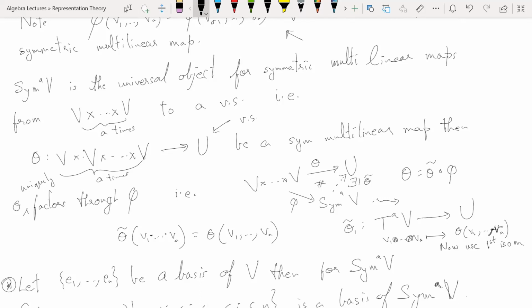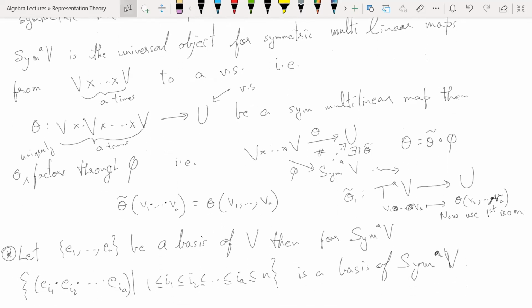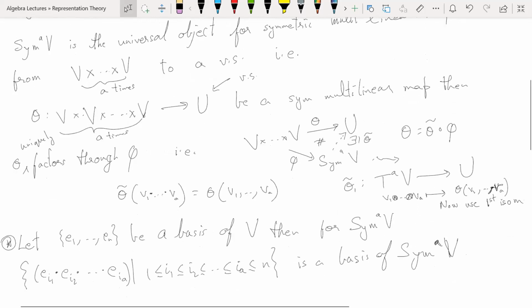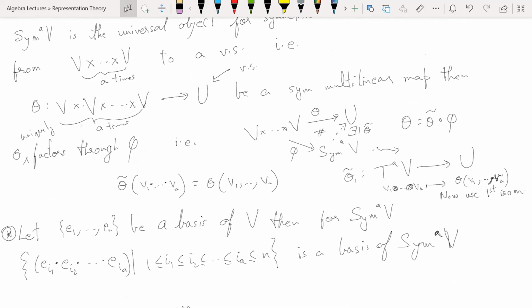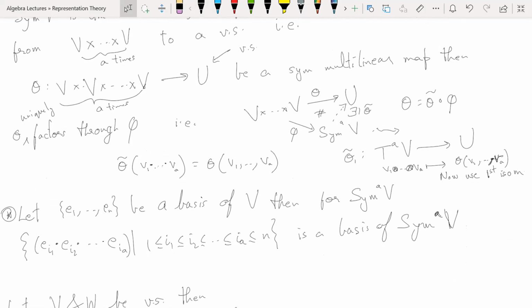I'm not doing this very rigorously, or writing all the details, because it's similar to what we did last time. So this is how symmetric powers are defined.